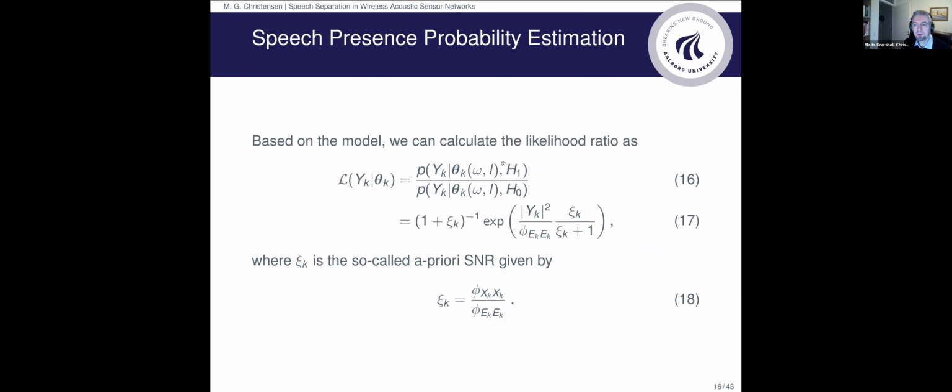Based on this model, we can calculate the likelihood ratio, L, as the ratio between the two posterior probabilities for the two hypotheses. And we can express that using this well-known expression involving what is known as the a priori SNR in the speech enhancement literature. So that's the ratio between the speech variance and the noise variance. And you can see that other than that, the expression involves the squared value of the spectrum of the observed signal evaluated at the frequency we're looking at.